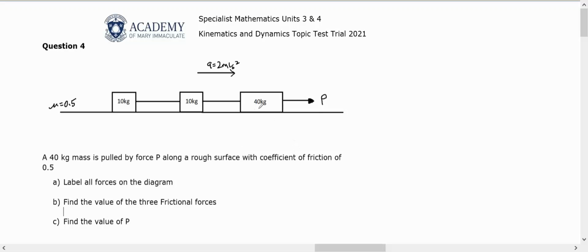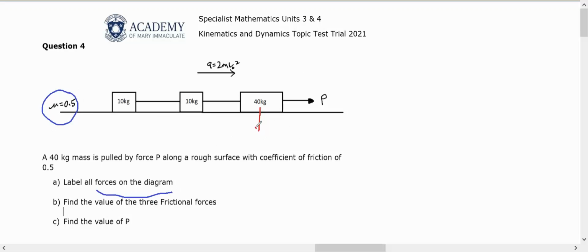Question number 4, we have a 40 kilogram mass being pulled by force P at an acceleration of 2 meters per second squared. It's connected to a 10 kilogram and a 10 kilogram and there's friction. Okay, so label all the forces on the diagram. Choose a color that's going to be different to the diagram.